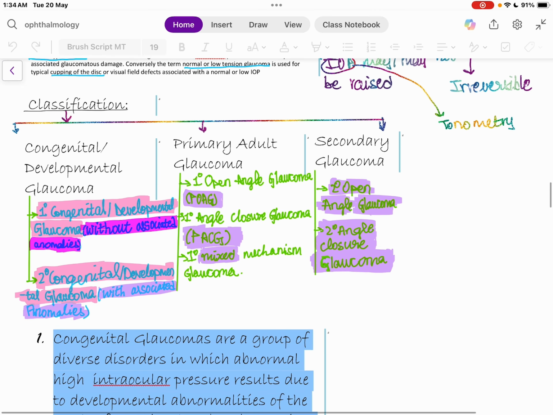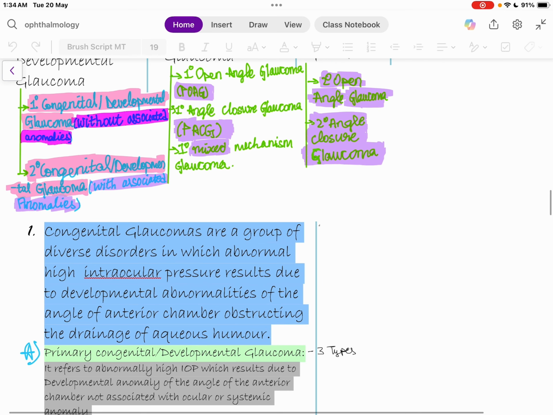The classification of glaucoma: there are three types, congenital, primary, and secondary. Congenital developmental glaucoma: primary congenital or developmental glaucoma without associated anomalies and with associated anomalies. Primary adult glaucoma: it is of primary open angle glaucoma, primary closed angle, and mixed. Secondary glaucoma: secondary open angle glaucoma and secondary angle closure glaucoma.